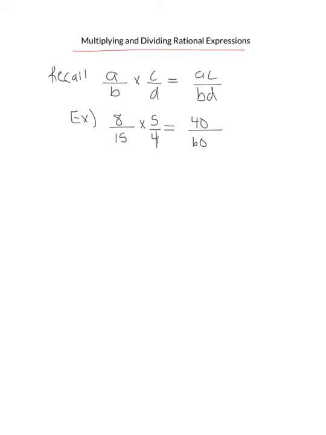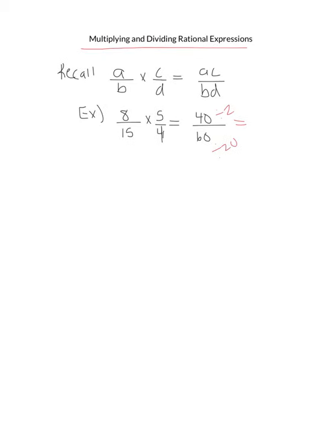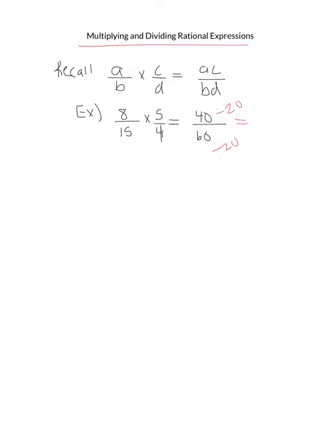If I wanted to talk about a numerical example, I'd have 8 over 15 times 5 over 4. And top times top, 8 times 5 is 40, and then bottom times bottom, 15 times 4 is 60. So I can go one step further. I can simplify the 40 over 60. I could divide each of these by 20, and I would be able to get 2 over 3.